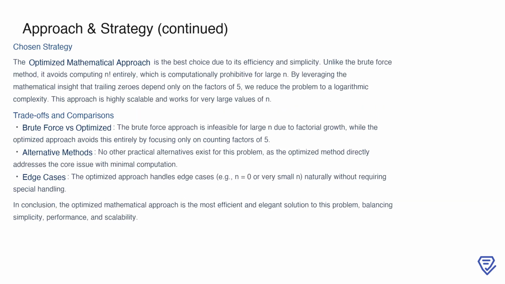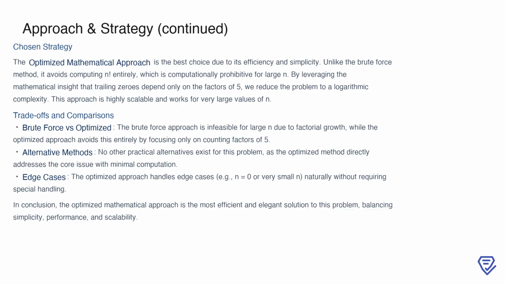Given the inefficiencies of the brute force method, the optimized mathematical approach stands out as the best choice for solving this problem. By focusing on the core observation that trailing zeros depend only on the factors of 5 in n factorial, this method avoids computing the factorial altogether and achieves a logarithmic time complexity. It is both elegant and highly efficient, making it scalable for very large values of n.